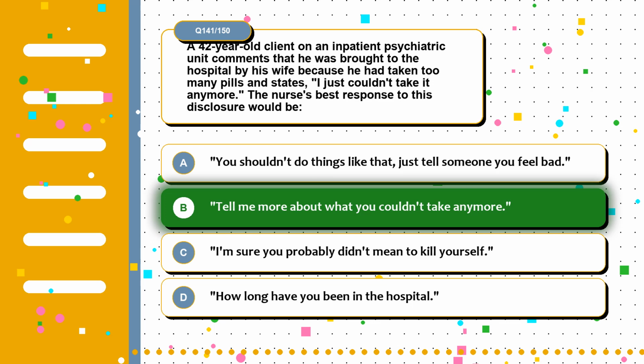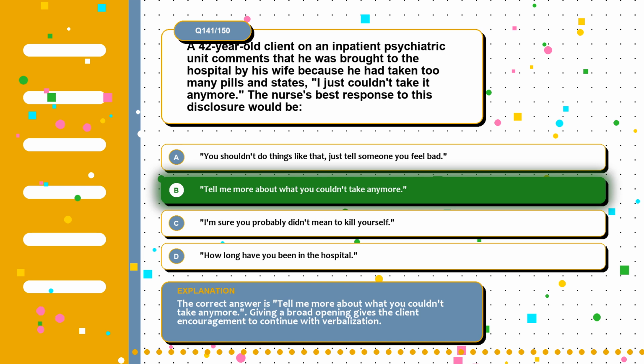The correct answer is option B. Tell me more about what you couldn't take anymore. The correct answer is tell me more about what you couldn't take anymore. Giving a broad opening gives the client encouragement to continue with verbalization.